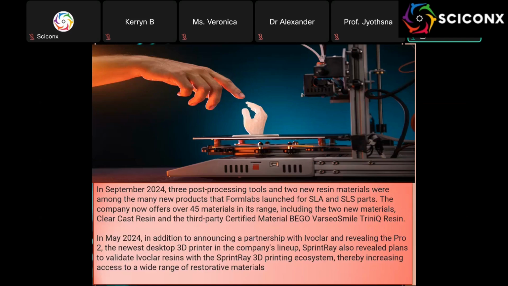Again, in May 2024, in addition to announcing a partnership, they also have a partnership with the Ivoclar company with a material called Pro 2, one of the newest desktop three-dimensional printers in the company lineup. SprintRay is also one of the leading companies in three-dimensional printing, joining hands with the Ivoclar company, and this is the SprintRay three-dimensional printing ecosystem, thereby increasing access to a wide range of restorative materials.